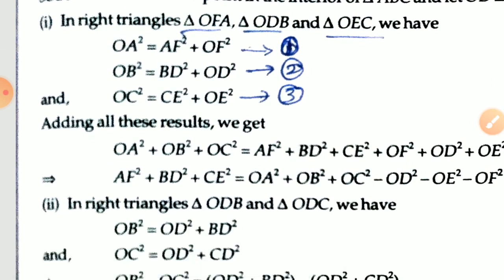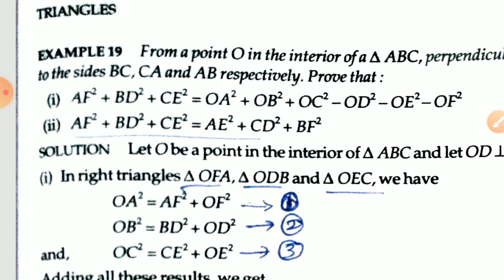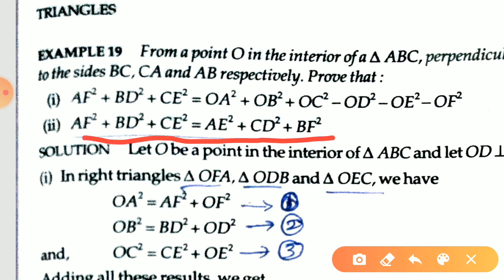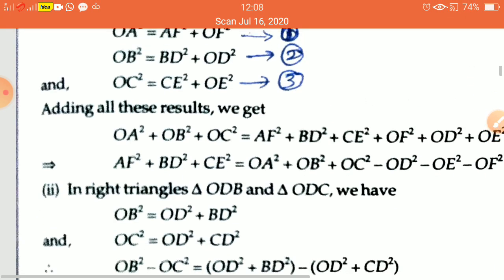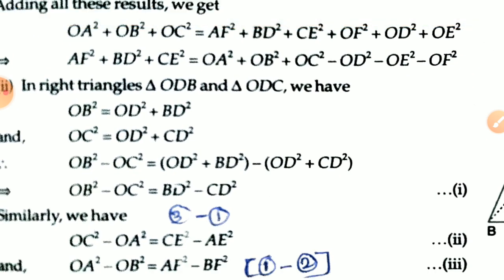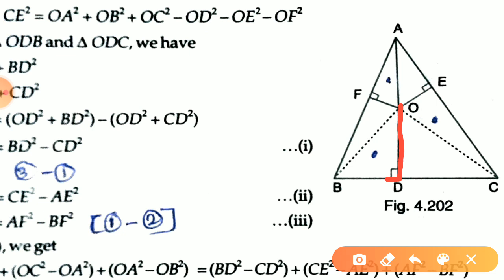So in this way we have solved our first question. Only transformations are there, nothing else. Now we have to solve our second question, that is AF square plus BD square plus CE square is equal to AE square plus CD square plus BF square. Here we will observe the triangles ODB and ODC. So we have to consider these two triangles.